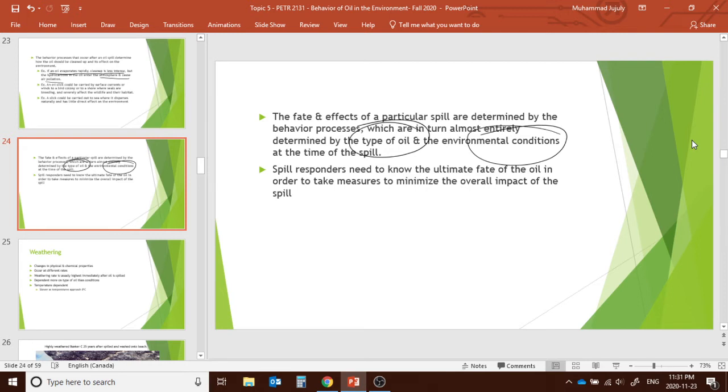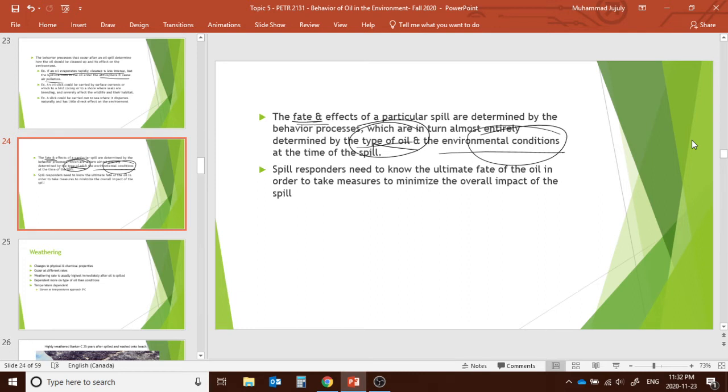Another very important factor is the type of oil, as we know. If it's a light crude oil, in that case, there is more chance that oil could actually evaporate. But if it's a heavy crude oil, then the probability of evaporating would be much lower. So this is how the type of oil and environmental conditions relate with the fate, or the consequence, of the oil spill.